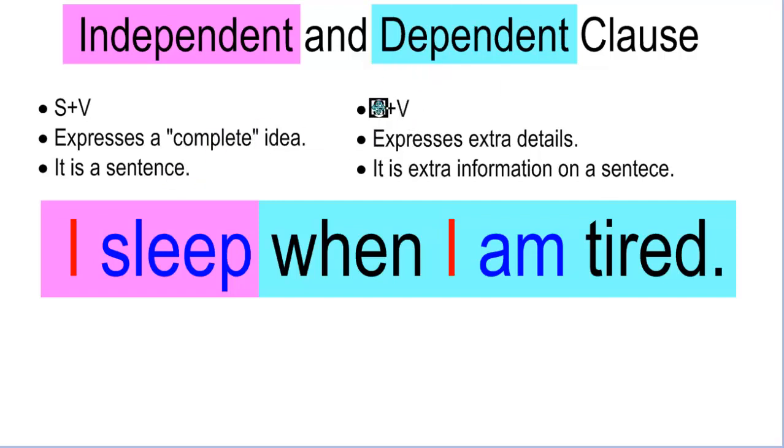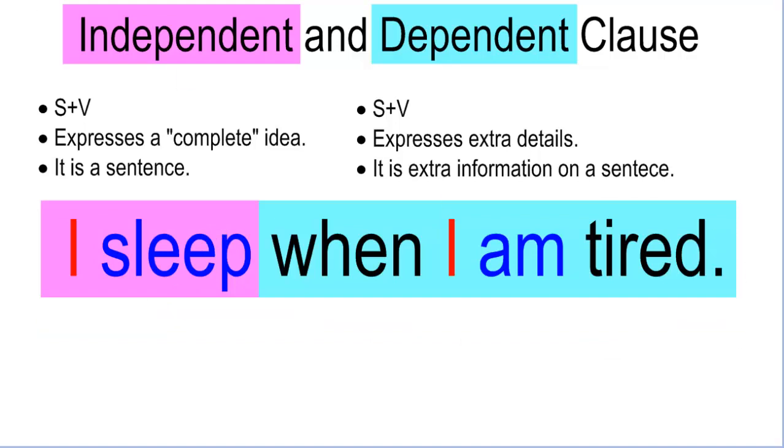But on the contrary, we have dependent clauses. Dependent clauses also possess a subject and a verb. I am. But a dependent clause expresses extra details. Okay, it's extra details. It's extra information in a sentence. Okay, it's extra information. I sleep when I am tired.